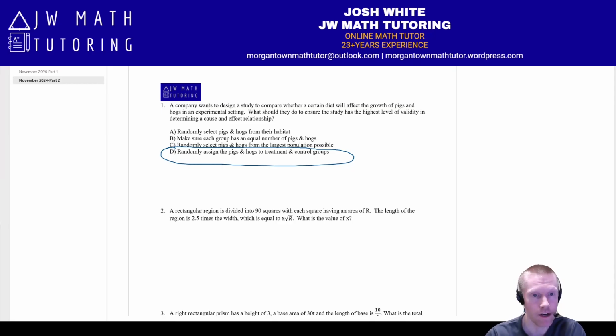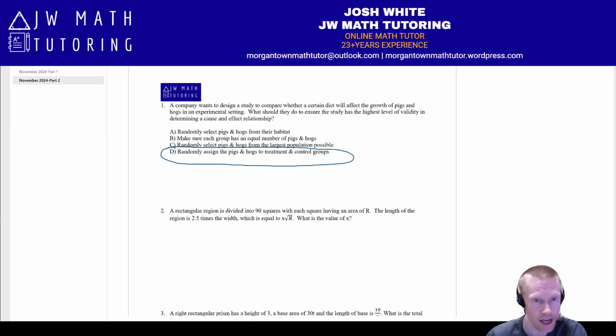Basically, random assignment of the items that you select or choose to be in your study to both treatment and control groups is how you ensure that there's a cause and effect relationship, or in other words, what makes the study valid or determining the effect of the treatment valid.